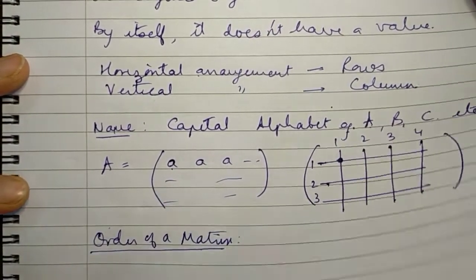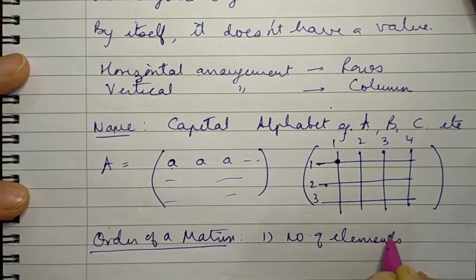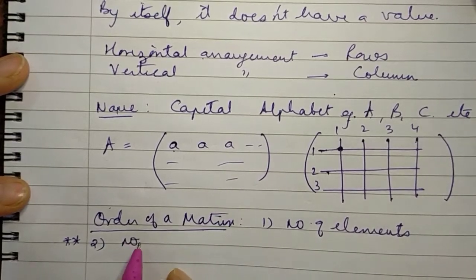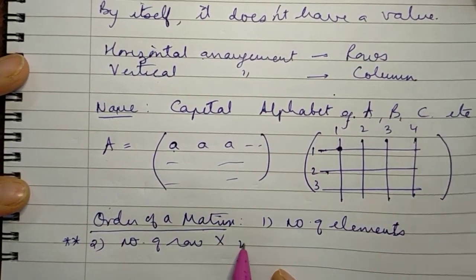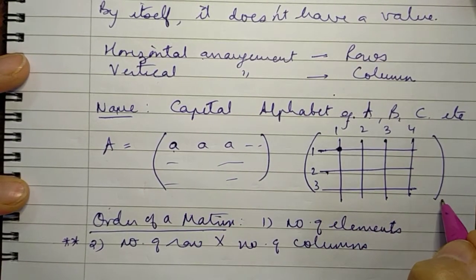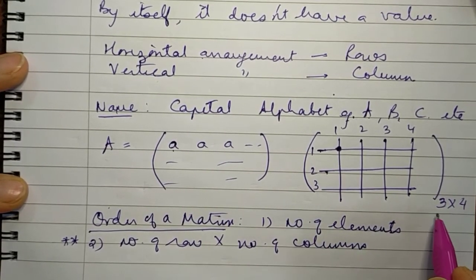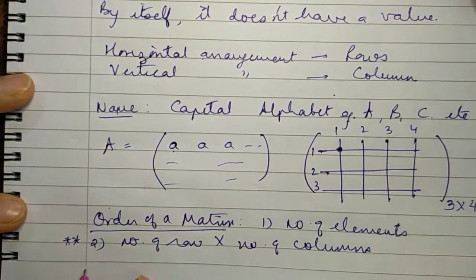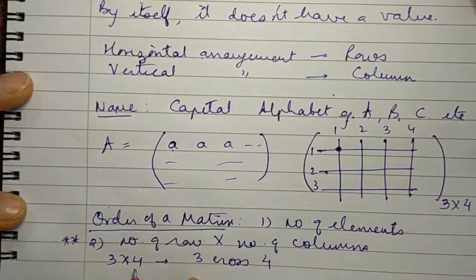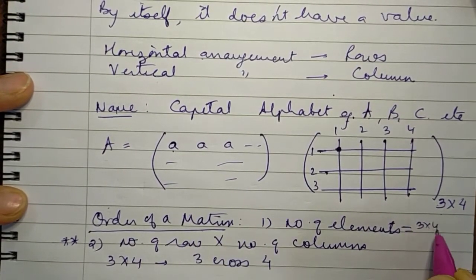By order, we mean 2 things. One is the number of elements belonging to a matrix, and the second thing, and the most important one, is the number of rows into number of columns. So for that matter, this one will have order as 3 rows and 4 columns. So we write it as 3 cross 4, and we read it as 3 cross 4. We don't call it 3 into 4. And the number of elements would be equal to 3 into 4, which is 12.